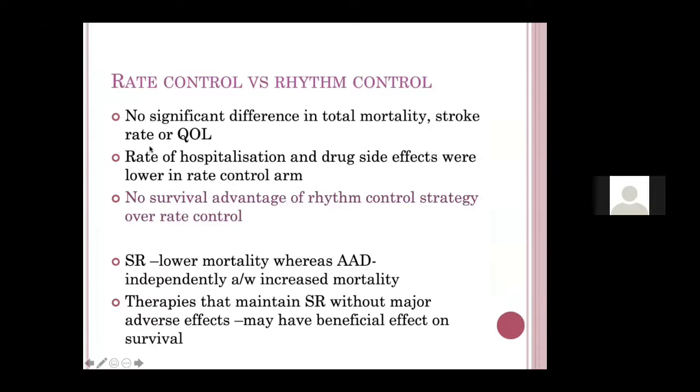Fine. Now, rate and rhythm control is a very controversial topic. Many studies have come, and are still coming, and there is no study which has proven that rhythm control is superior over rate control, or rate control is superior over rhythm control. It all depends on the individual patient. When is rate control important? When is rhythm control important?